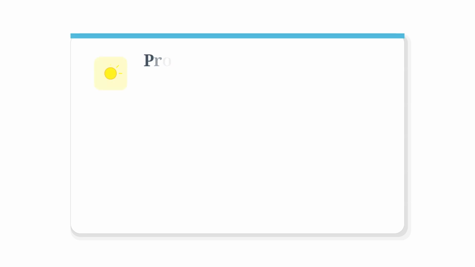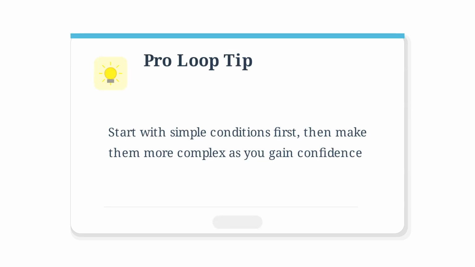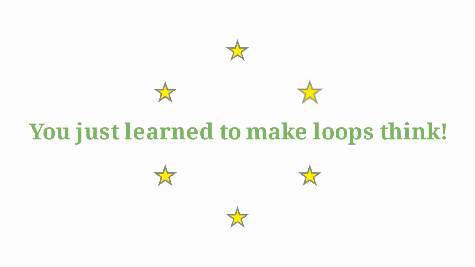Here's a golden tip from the pros. When you're building smart loops, start simple. Get comfortable with basic conditions like greater than or equal to before you try complex ones. Build your confidence step by step. Good job! You just learned to make loops think.